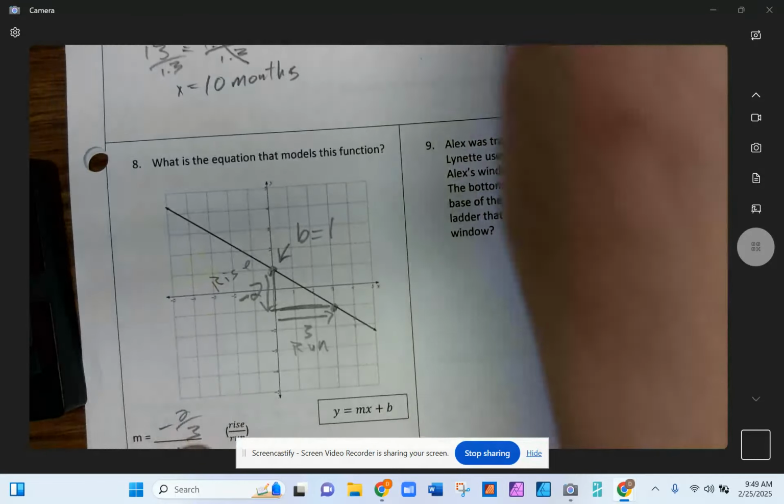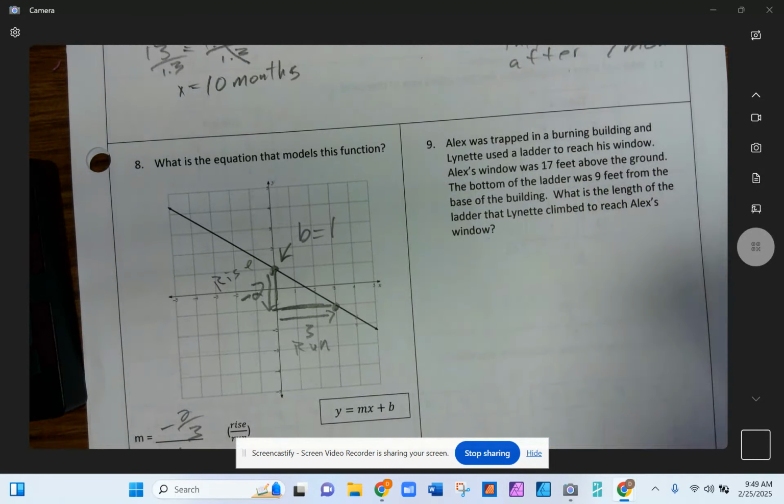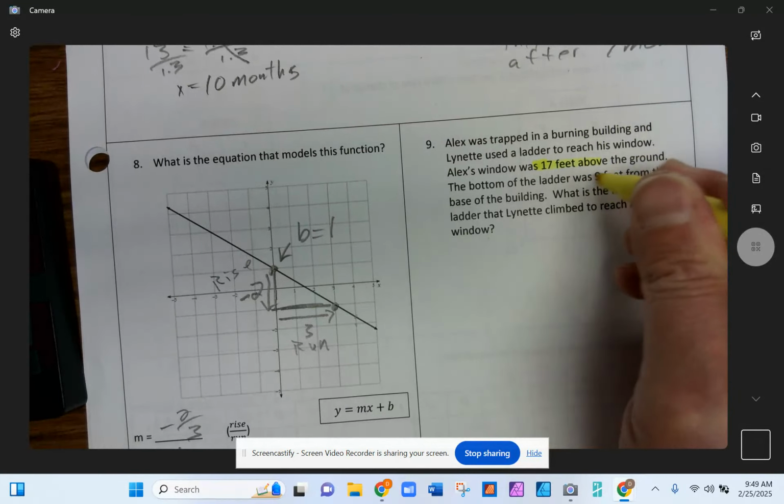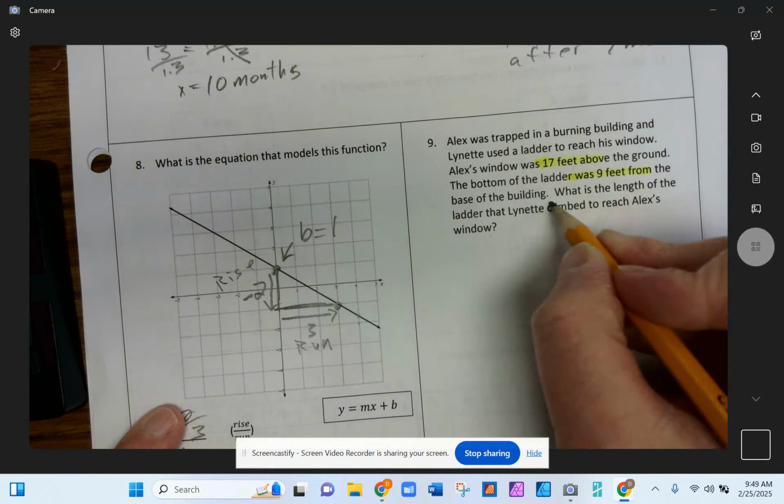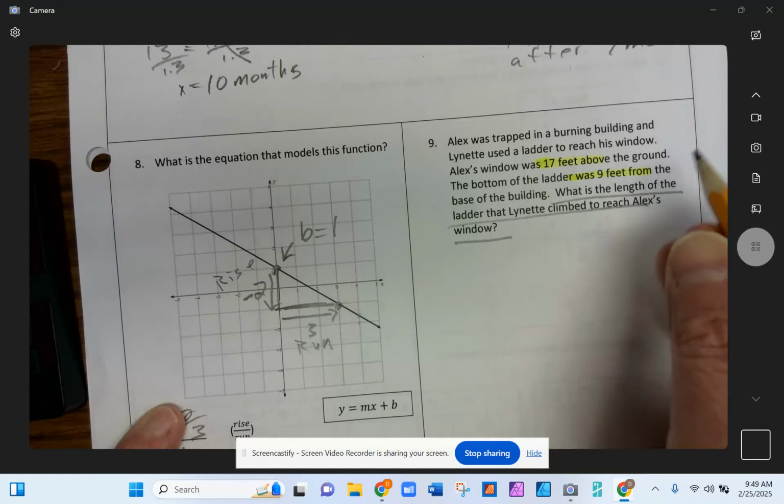Alex was trapped in a burning building and Lynette used a ladder 17 feet above the ground. The bottom of the ladder was 9 feet from the base of the building. What is the length of the ladder? That's what it's asking, the length of the ladder.